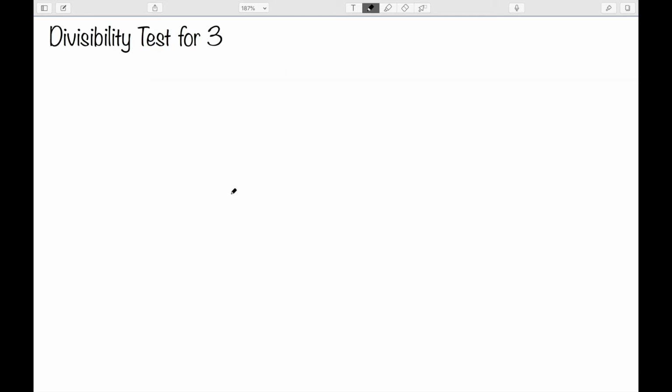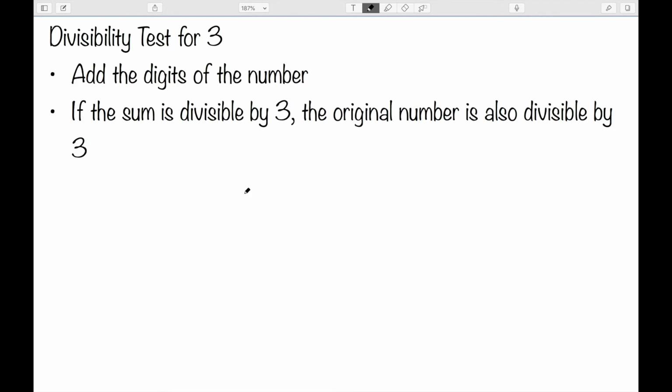Next, let's look at the divisibility test for 3. My divisibility test for 3 is a little bit different. For this one, we need to add the digits of the number. If the sum is divisible by 3, then the original number is also divisible by 3.